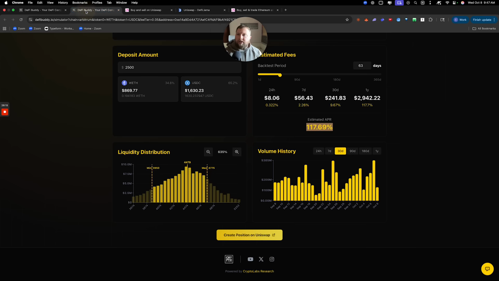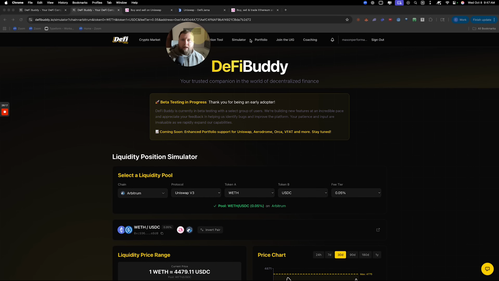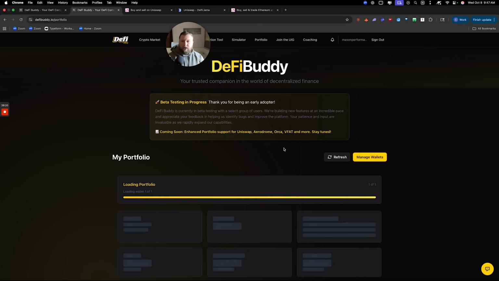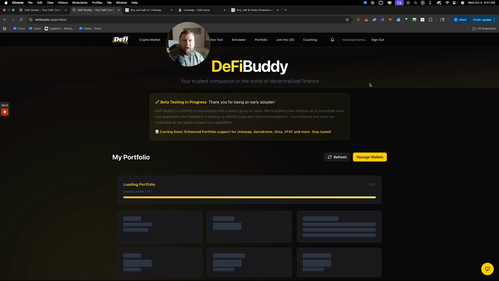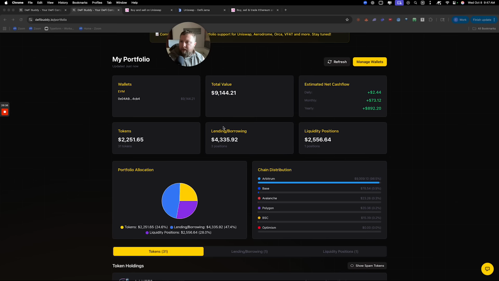The next thing I can do is actually come back to DeFi Buddy, and I can come into the portfolio section. This portfolio section allows me to track my liquidity pool range. So I've already connected my wallet, so I'm just going to click refresh. We'll let this load for a sec, and then I want to migrate over to the liquidity providing section to see if my pool has come up yet. We'll let that run for a sec. And there we go, it is loaded.